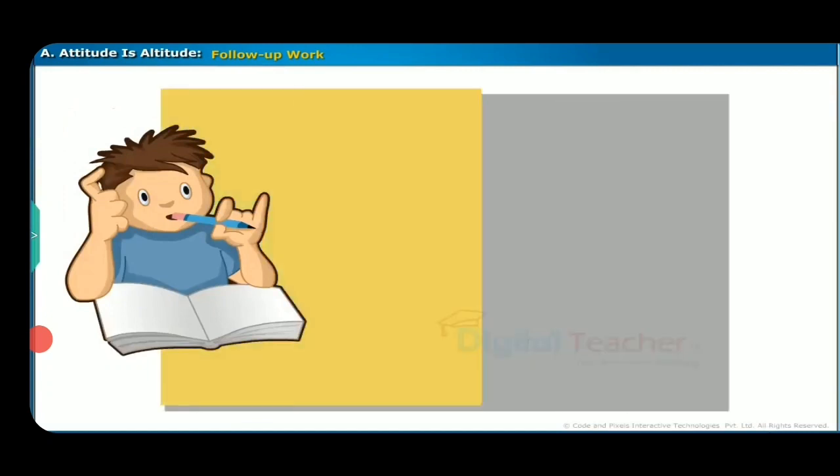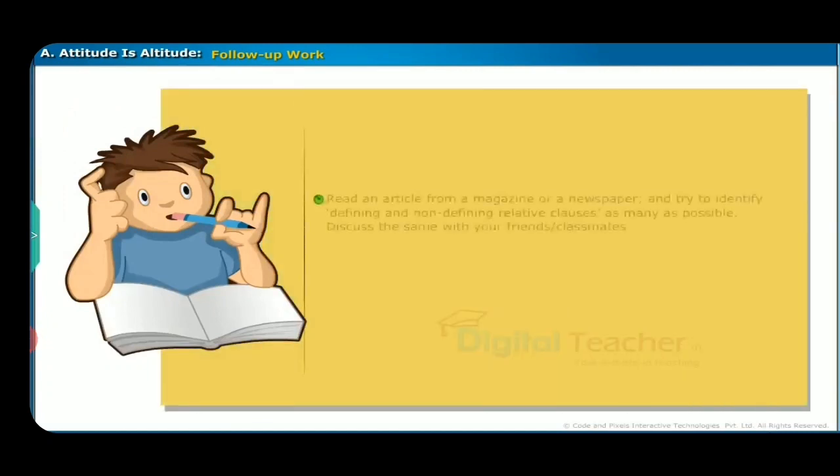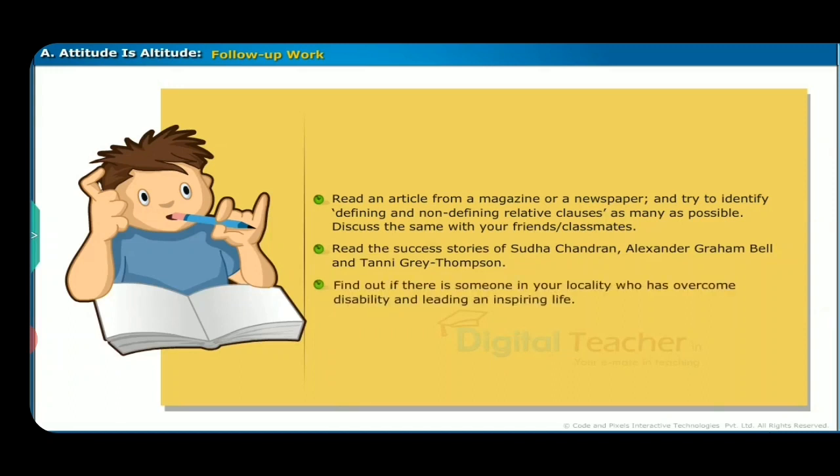Take up the following activities. Read an article from a magazine or a newspaper and try to identify defining and non-defining relative clauses, as many as possible. Read success stories of Sudha Chandran, Alexander Graham Bell and Tenny Gray Thompson. Find out if there is someone in your locality who has overcome disability.